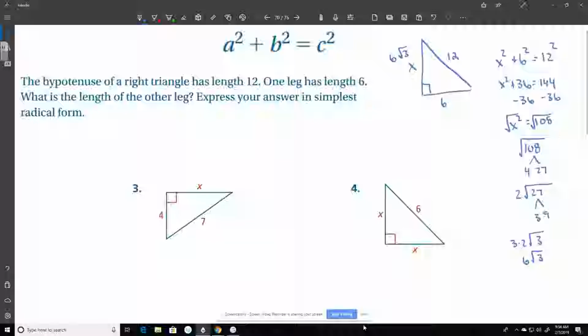All right, let's try these two. Again, I know the hypotenuse. I'm looking for one of the sides. So I have x squared plus 4 squared equals 7 squared. So x squared plus 16 equals 49. If I minus 16 from both sides, x squared is going to equal 33. So I need a square root 33. So x equals the square root of 33.